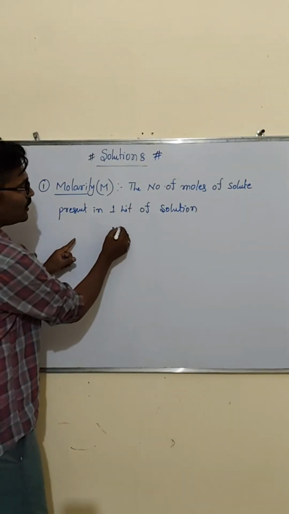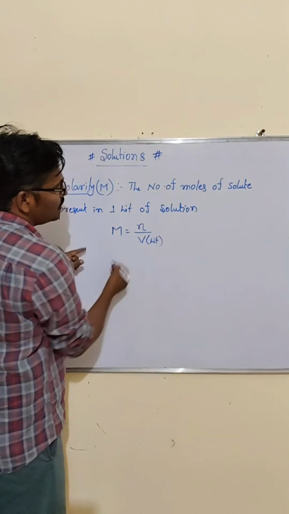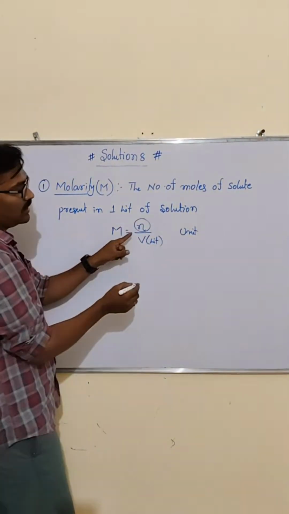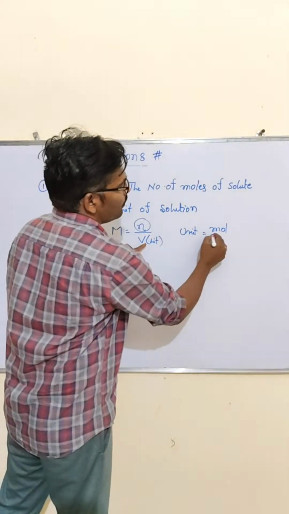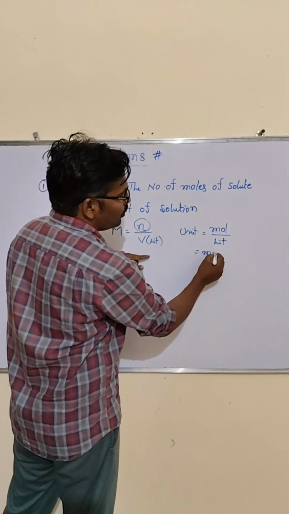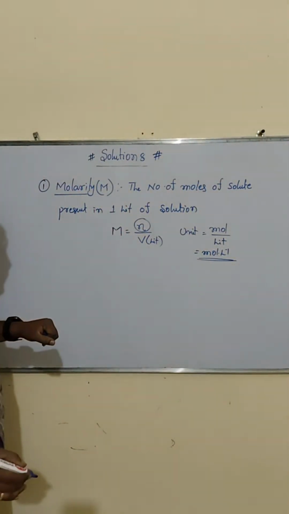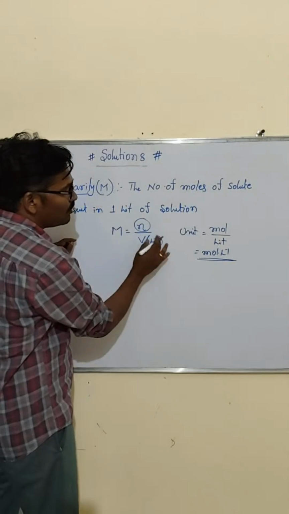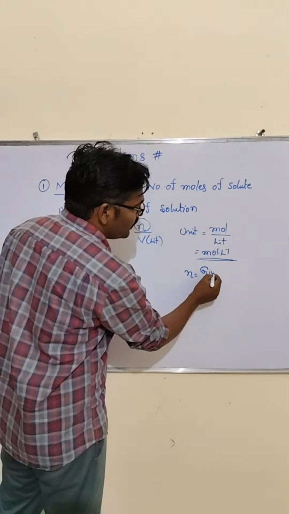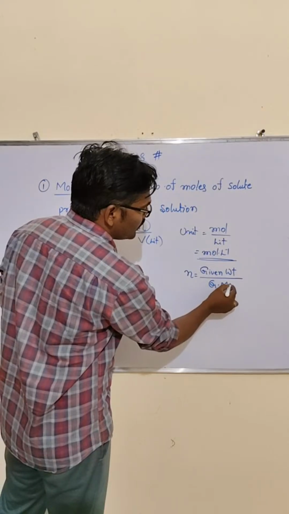So molarity equals the number of moles divided by the volume in liters. The units are moles per liter, mol L inverse. These are the units for molarity. Now, generally the number of moles can be calculated by using the formula: given weight divided by gram molecular weight.